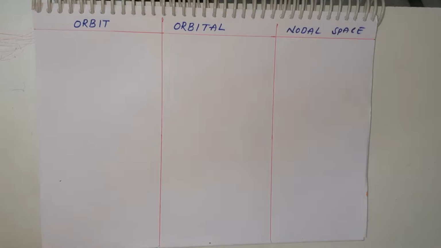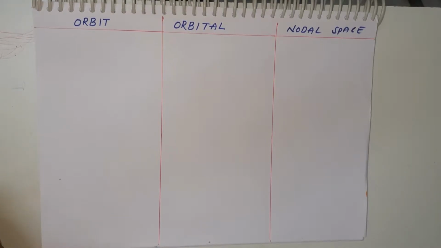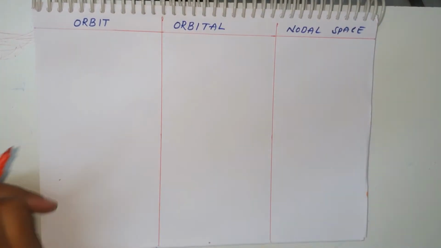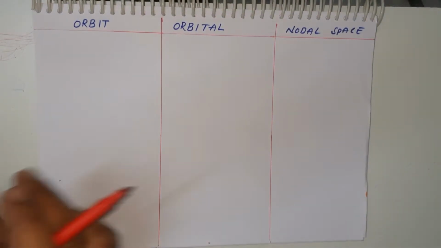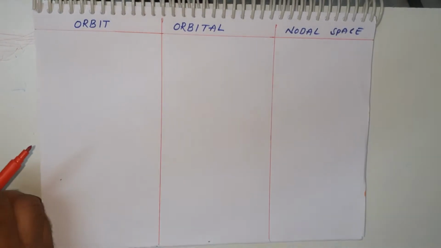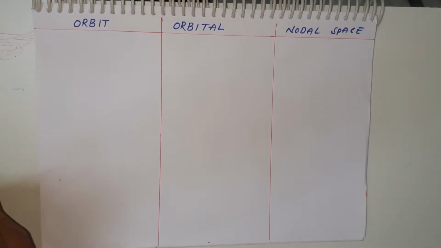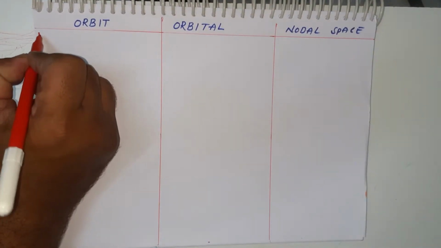Today we are going to learn about orbit, orbital and nodal space. First of all, we are learning about orbit and orbital, the differences between orbit and orbital, their definitions and characteristics. Okay, first of all, what is orbit?